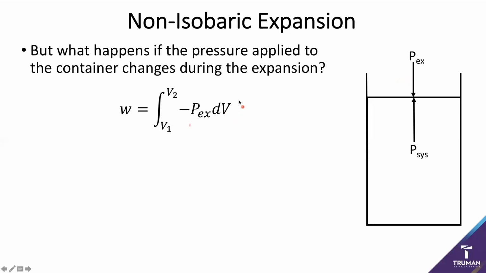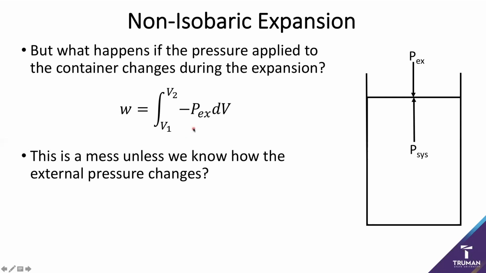Because if I'm trying to integrate this equation, and pressure is not going to be constant with the position of the system, it turns out that my external pressure will depend upon the volume of my system, which means I can't pull out my external pressure from the integration. And that means I can't solve this problem unless I know something about how the external pressure changes.